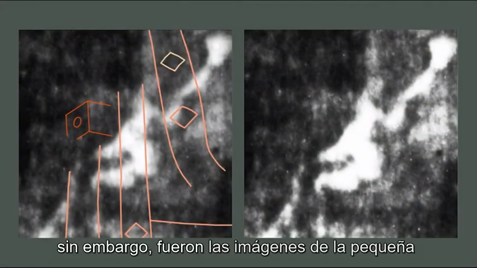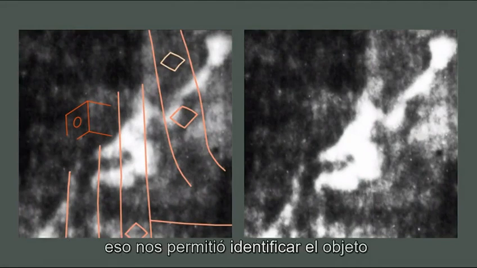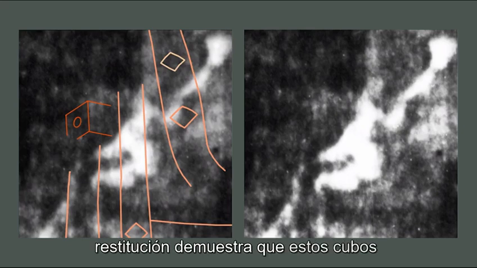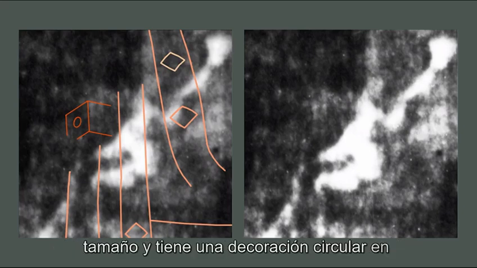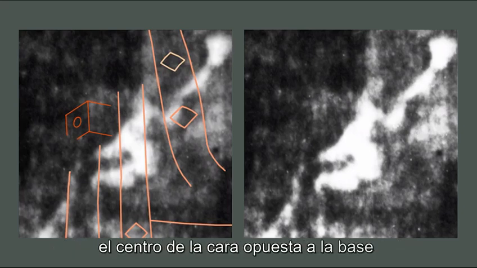However, it was the images of the small box on the upper part of the forearm that allowed us to identify the object. Restitution demonstrates that these cube-shaped objects are all exactly the same size and have a circular decoration in the middle of the face opposite the base.